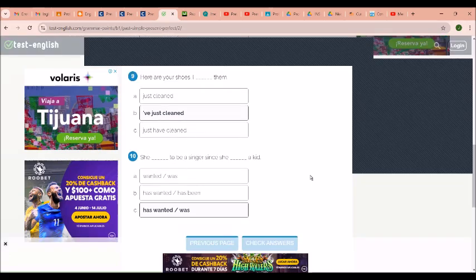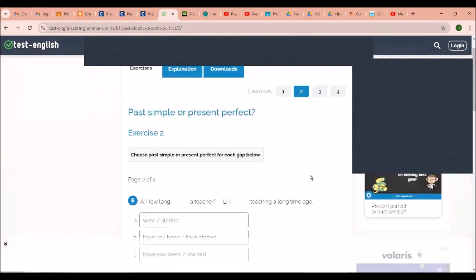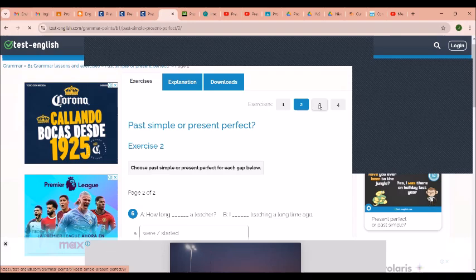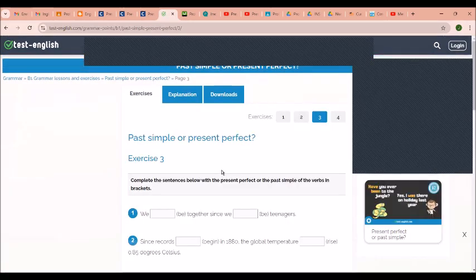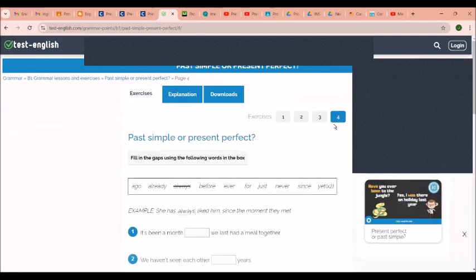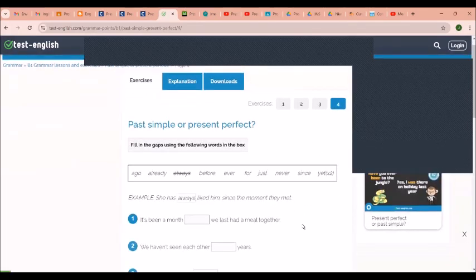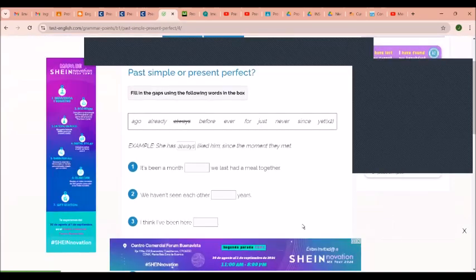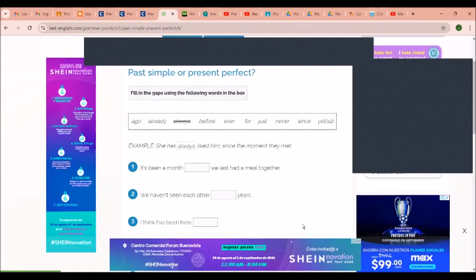All right. Let's continue. A couple more, guys. Now let's go with Sofia Nicolas. All right. Make it easier for you guys. Time expressions that we can use. For example, she has always liked him since the moment they met. Which time expressions should we use to fill these sentences? Sophia, number one.